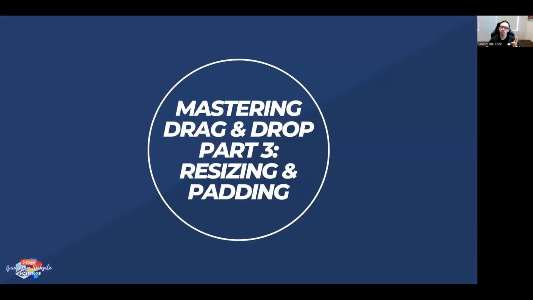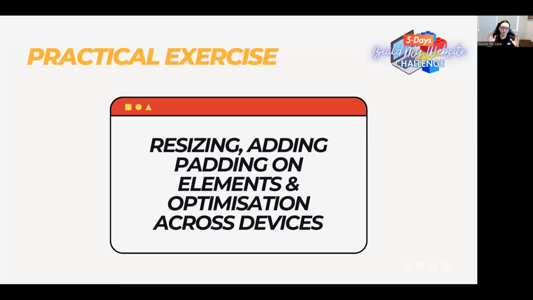And the third part is on resizing and padding. So this is very important, especially when you are adjusting your website to be optimized across devices, from tablets to handphones, your mobile phones. And you will see that there are some websites which look really nice on the desktop or the laptop, but it looks really bad on the phone. So with the skills I'm going to be teaching you today, you'll be making perfect looking websites every time. And the practical exercise is for you to resize and add padding on your elements and optimize your pages and designs across websites, across the devices.